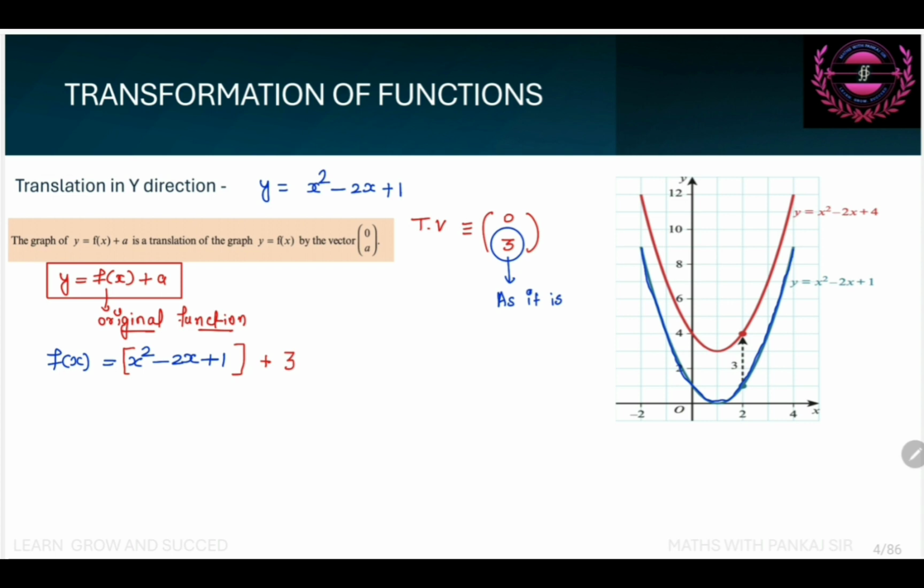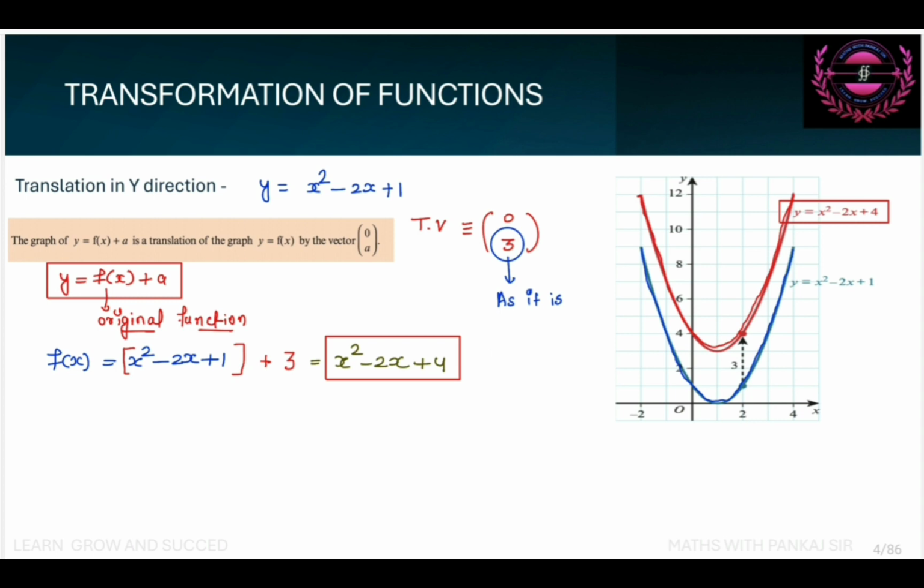And now this function becomes x squared minus 2x plus 1 plus 3, which is 4. This is my new graph. This is my translated curve, and this is represented by red color. This is the translated curve which I am highlighting. So this is the translated curve y equals x squared minus 2x plus 4.